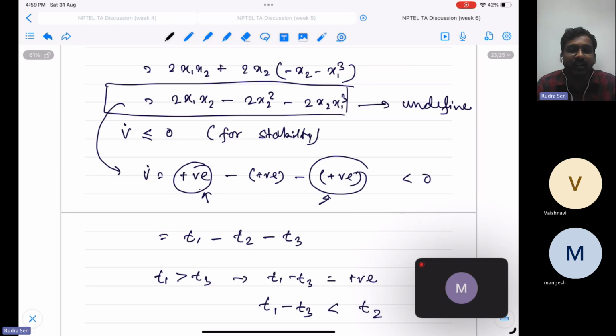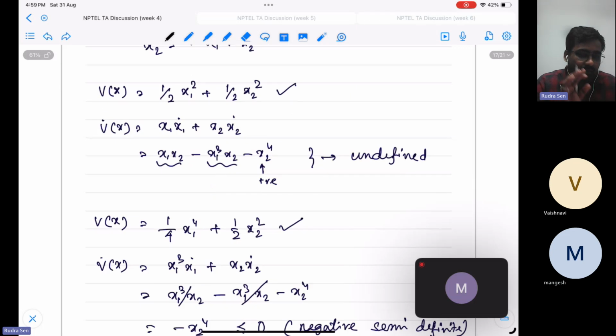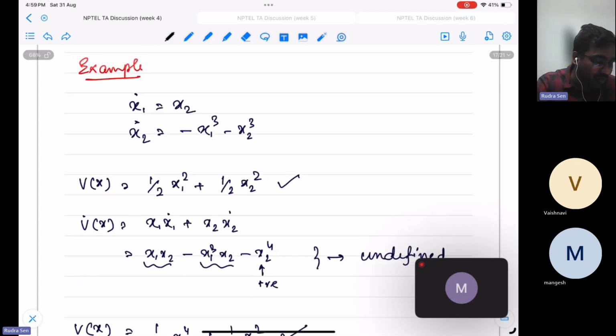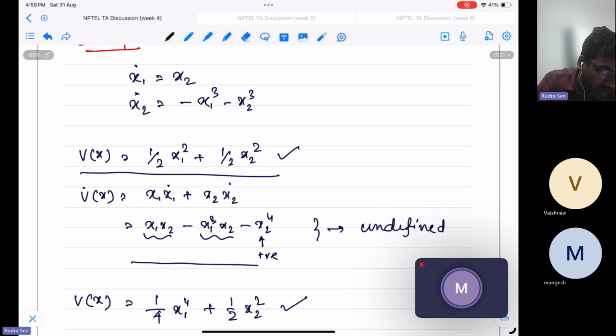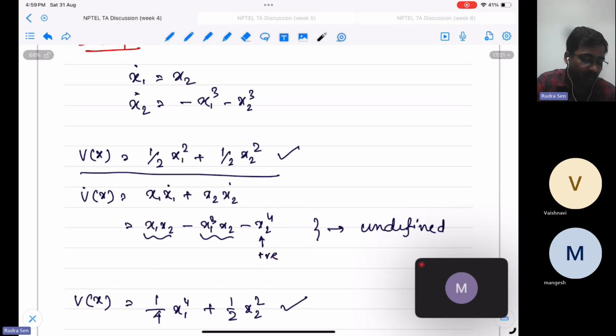Does that mean we cannot find a Lyapunov function so that we can find out the stability of the system? No, that is not the case. In the Lyapunov class, I have already shown similar scenarios. This is the system over here. First I have chosen this Lyapunov function, half x1 square plus half x2 square. Using that, I get this term: x1 x2 minus x1 cube x2 minus x2 to the power 4.